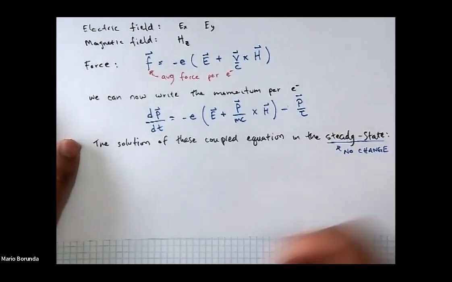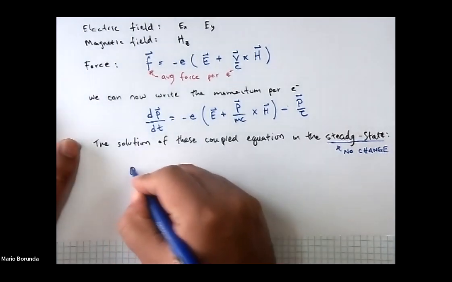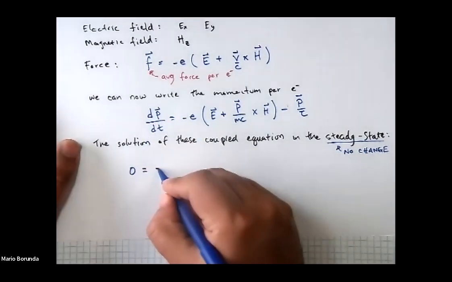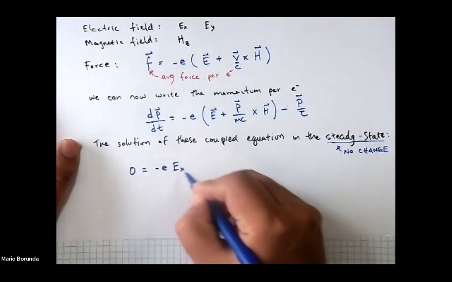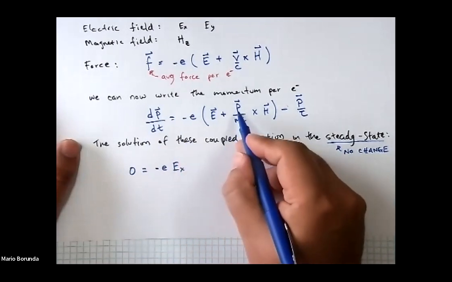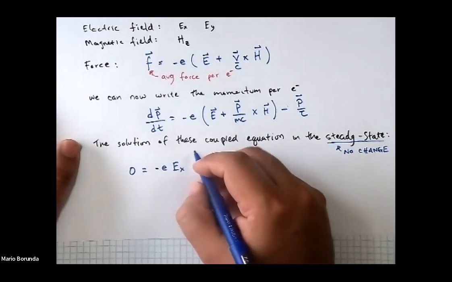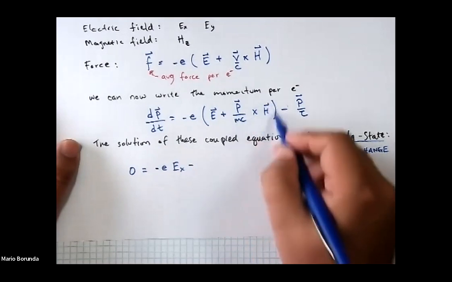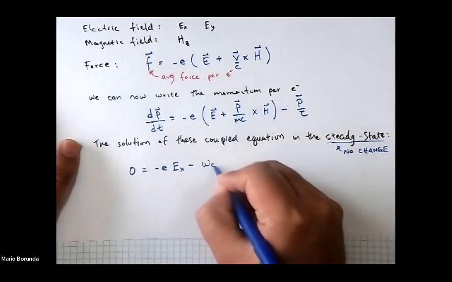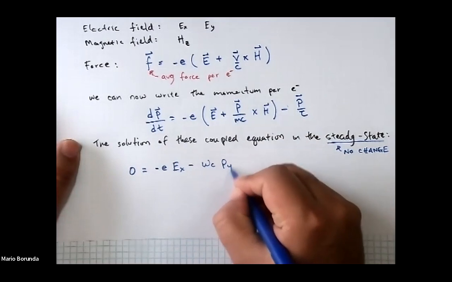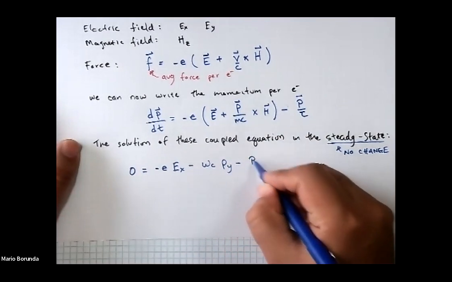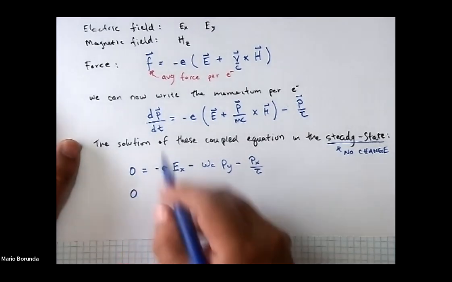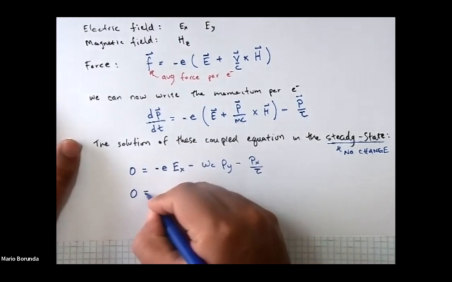Things are settled, and that means I can put a 0 on this dP/dt. And then I have the x component of my electric field. When I do that P cross H, I'm going to put my omega C and all of these components into this: omega C Py minus Px over tau. And in a steady state again, this dP goes to 0.